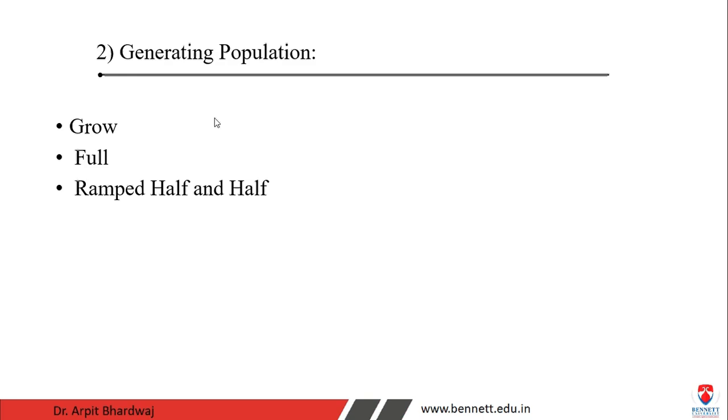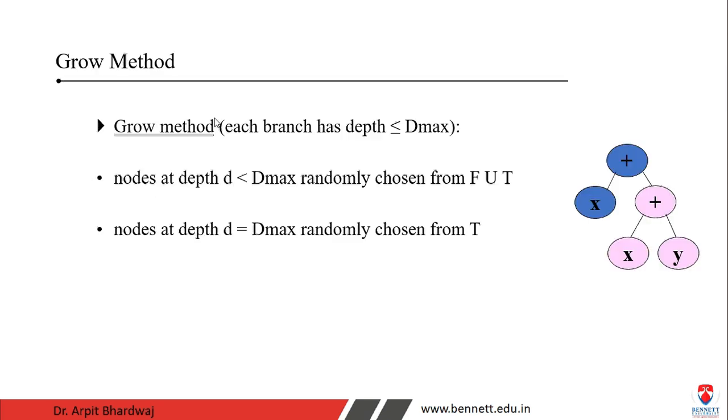Generating population. In genetic programming, we evolve a population of solutions rather than a single individual to reach the desired solution. So for generating a population, three methods are used: grow, full, and ramped half and half. Grow method. We understand the grow method with the help of an example.